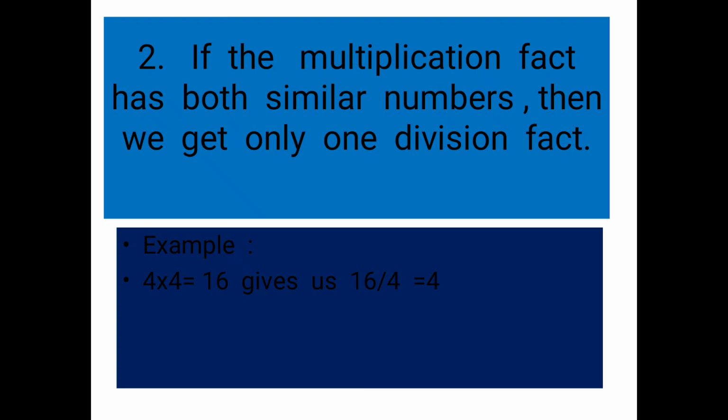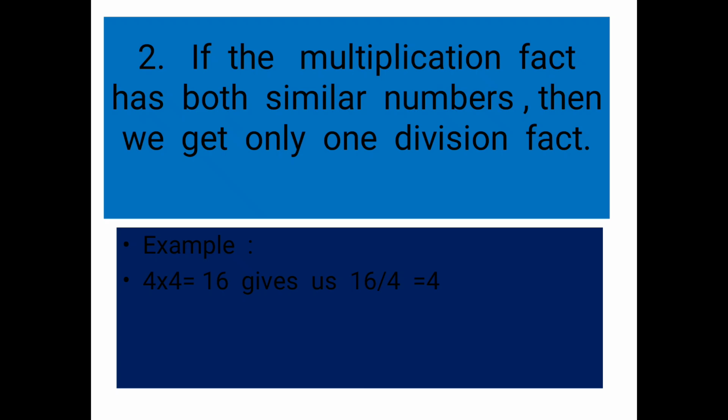See, for example, 4 into 4 is equal to 16. Here this multiplication fact will give us only one division fact, that is 16 divided by 4 is equal to 4. Okay, so it should be very clear. If the multiplication fact has both similar numbers, then we will get only one division fact.